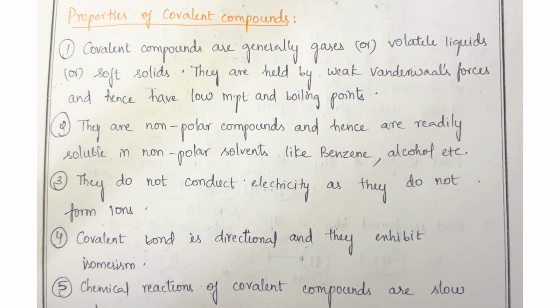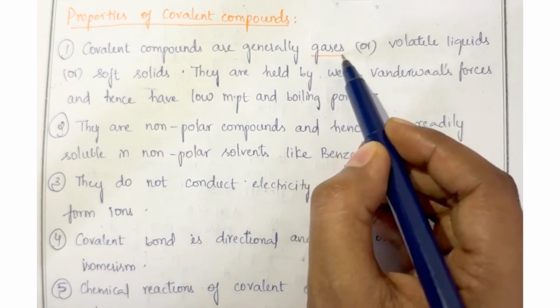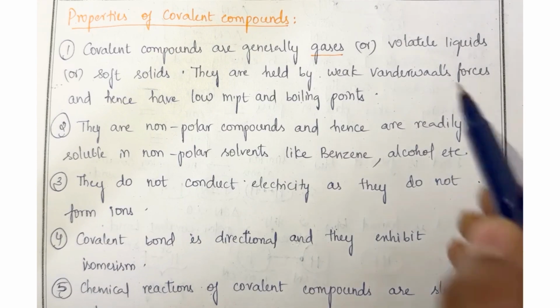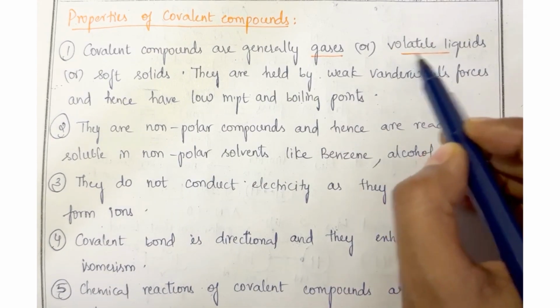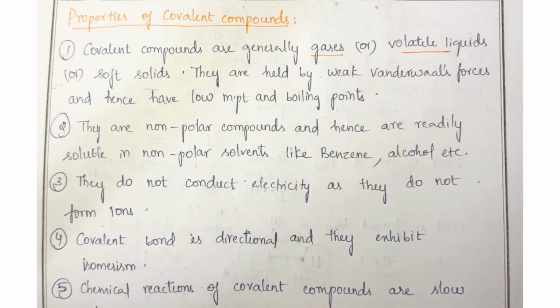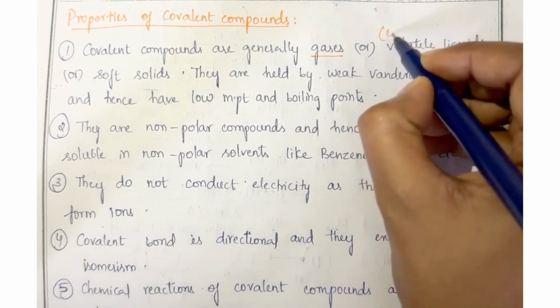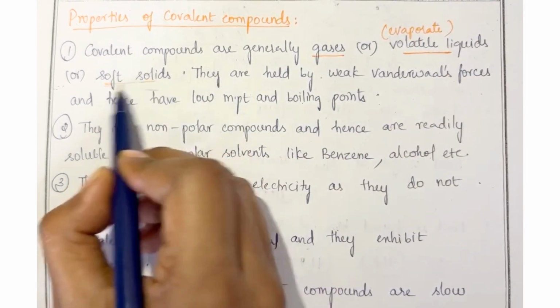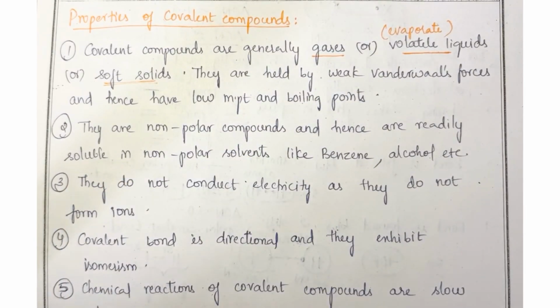Let us now understand the properties of covalent compounds. So covalent compounds are generally gases like the water vapor or carbon dioxide, sulfur dioxide, all these are gases, or volatile liquids like petrol, alcohol, ether, which can evaporate easily. Volatility means which can evaporate. And soft solids like coal, charcoal, etc. They are all very soft solids.